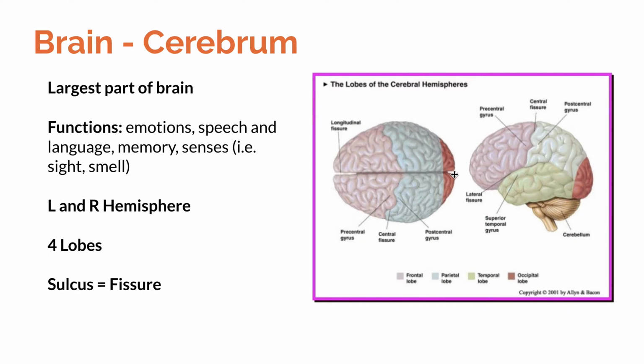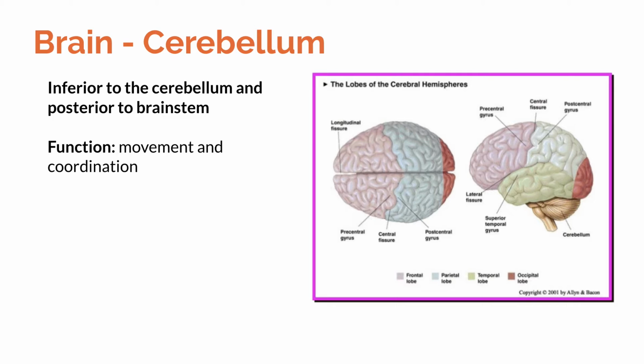So we have the longitudinal fissure that divides the left and right hemisphere. We have the lateral fissure, which is going to divide the frontal lobe and the temporal lobe. And then we have the central fissure, which is going to divide the frontal lobe and the parietal lobe. Then we have the cerebellum, which sits right underneath the cerebrum, and it's posterior to our brainstem. And it plays an important role in movement and coordination as well as balance.